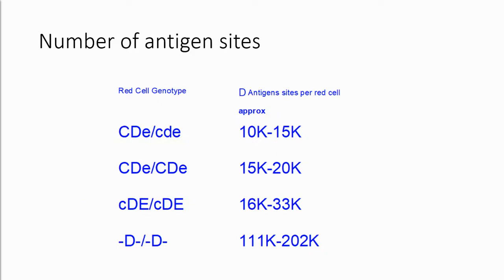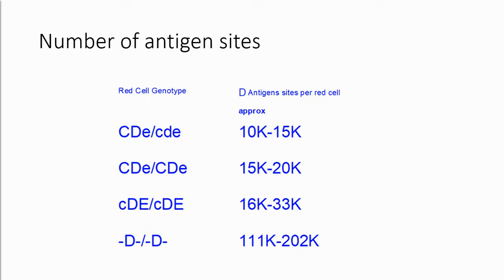R1, little r genotypes have 10 to 15,000 antigens on their cells. Capital R1 is rare and has 15 to 20,000 per red cell, as there are 2 copies of the Rhesus gene. Capital R2 has 16 to 33,000 on the red cell. Rhesus deleted has about 100 to 200,000 antigens per red cell.